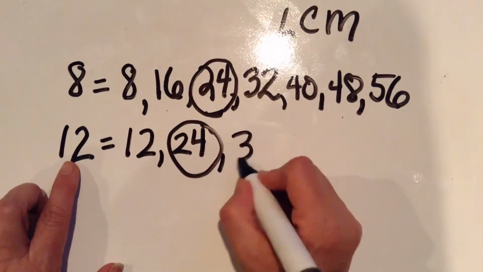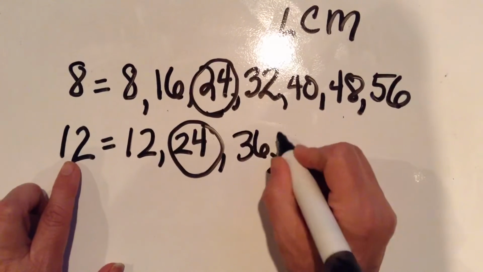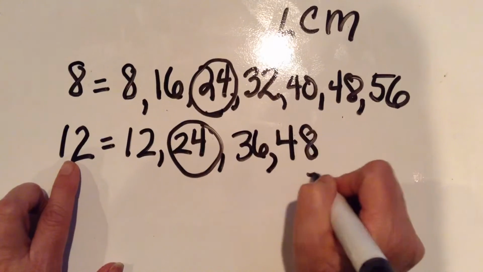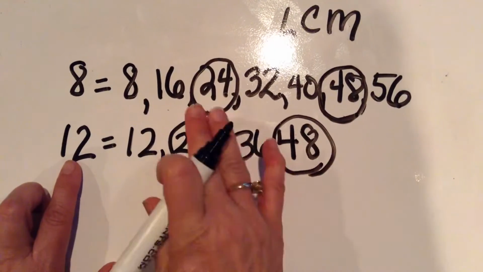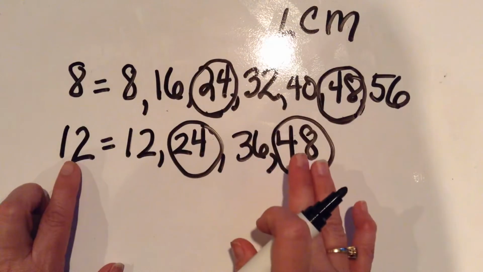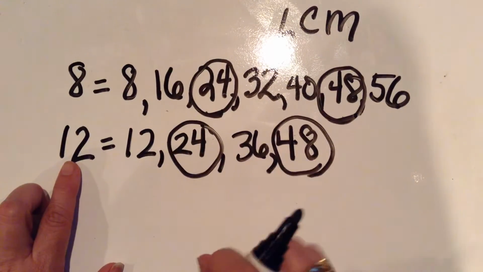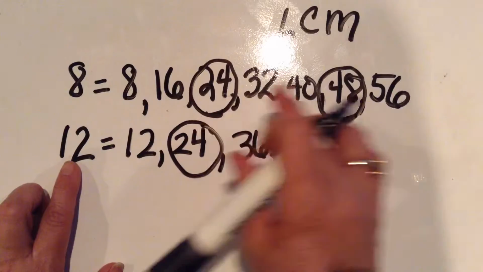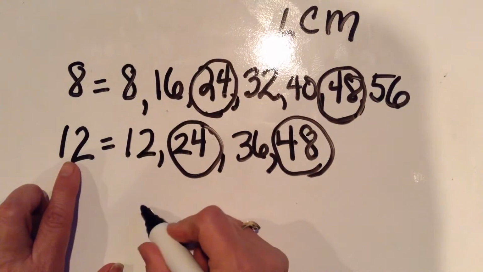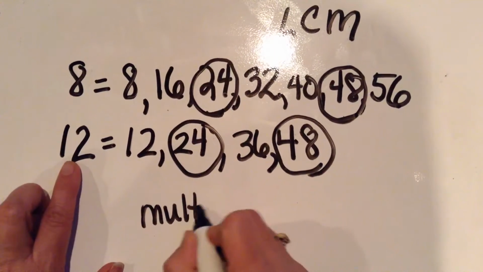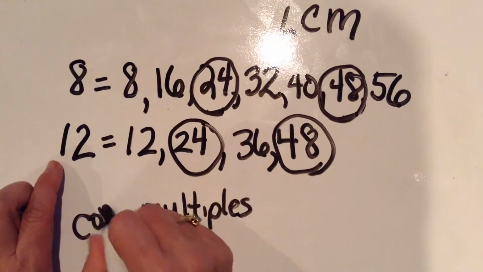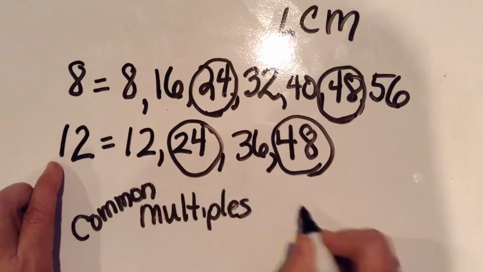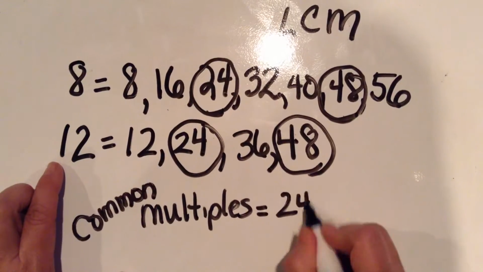12 times 3, 12 times 4, oh, there's the second one. And remember the instructions told me only to find the first 2. So I'm going to say the first 2 multiples are 24 and 48. So let's put common multiples are 24 and 48.